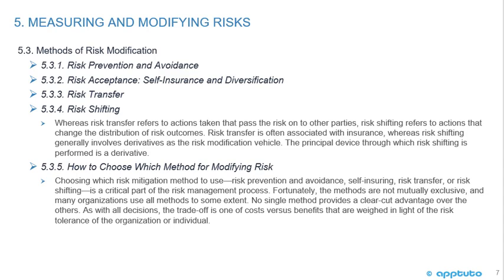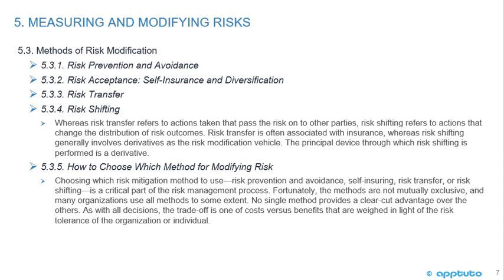Risk shifting. Whereas risk transfer refers to actions taken that pass the risk on to other parties, risk shifting relates to actions that change the distribution of risk outcomes. Risk transfer is often associated with insurance, whereas risk shifting generally involves derivatives as the risk modification vehicle. The principal device through which risk shifting is performed is a derivative.